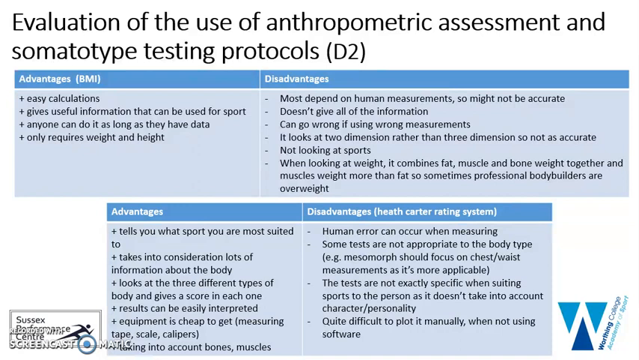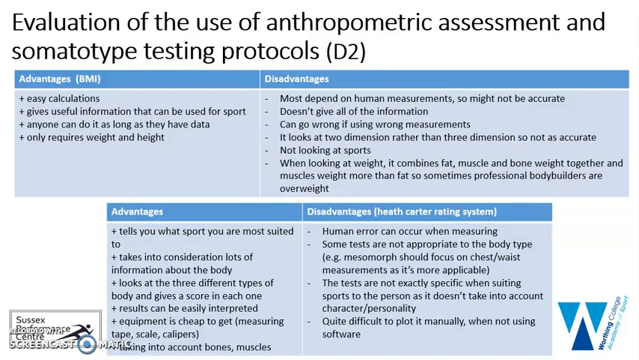Finally, the Heath-Carter rating system. The advantage is that it tells you what sport you are most suited to. It takes into consideration lots of information about the body. It looks at 3 different types of body and it gives a score in each one. Results can be easily interpreted. Equipment is cheap to get, and it takes into account bones and muscles and fat.